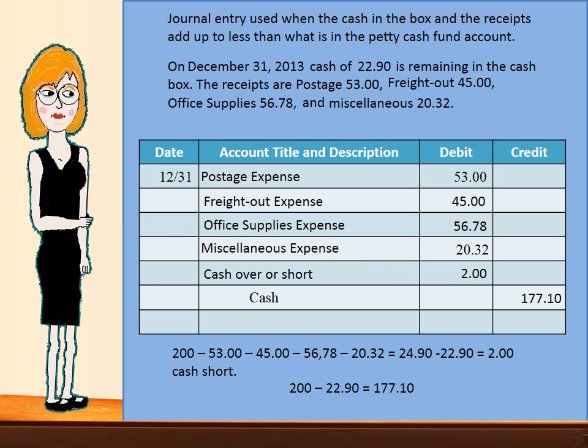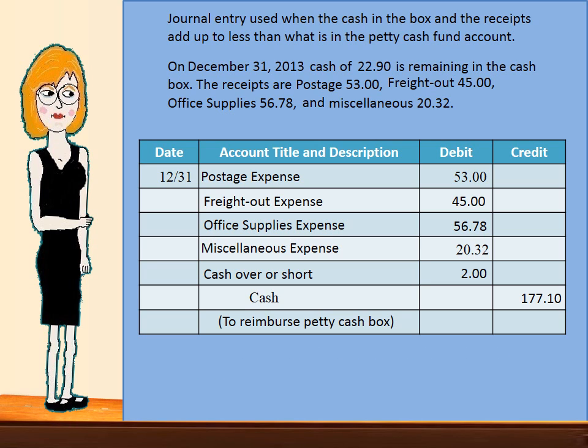Cash over and short can occur for many different reasons. A failure to add correctly, perhaps reimbursing the cashier from the front for some money that was inadvertently miscounted. So it is not uncommon to have cash over or short for the petty cash box. So the explanation is to reimburse petty cash box.